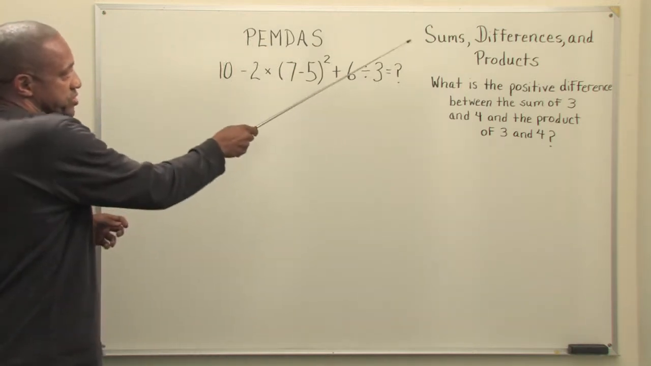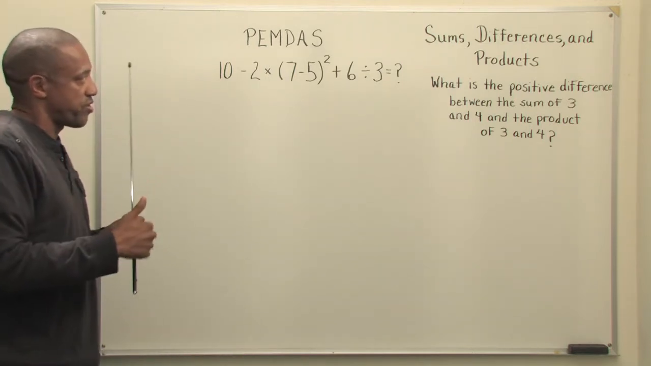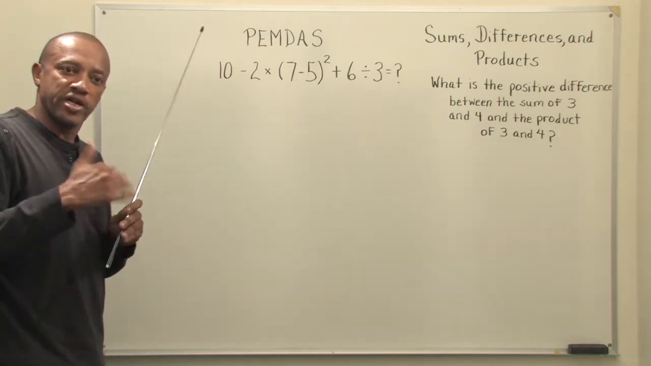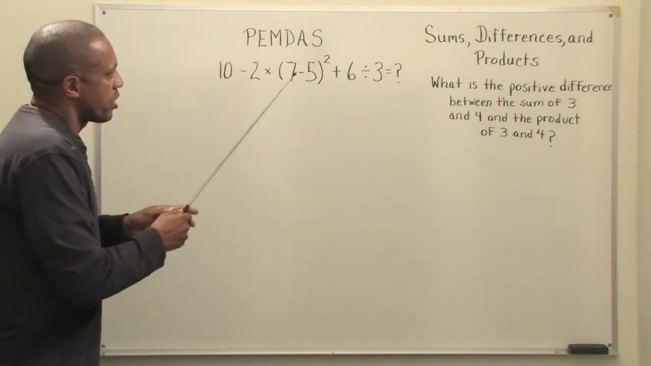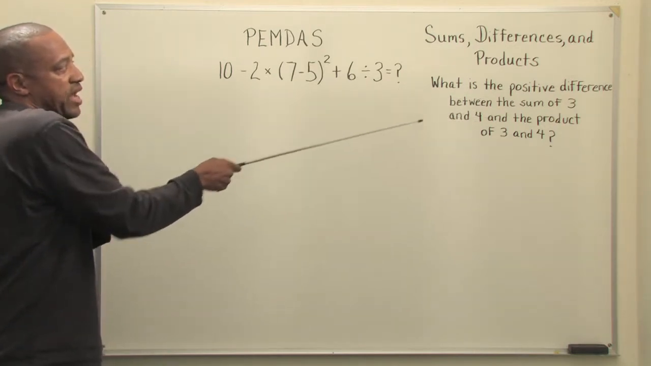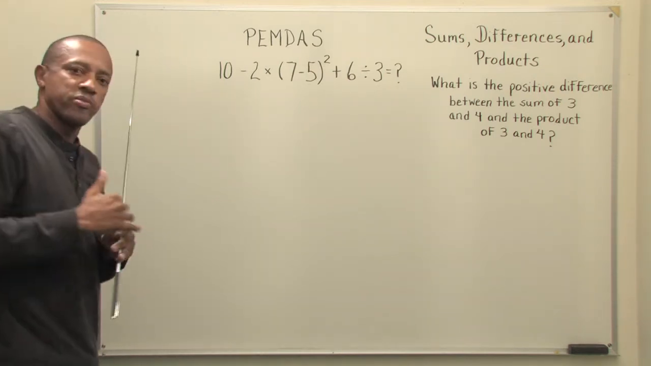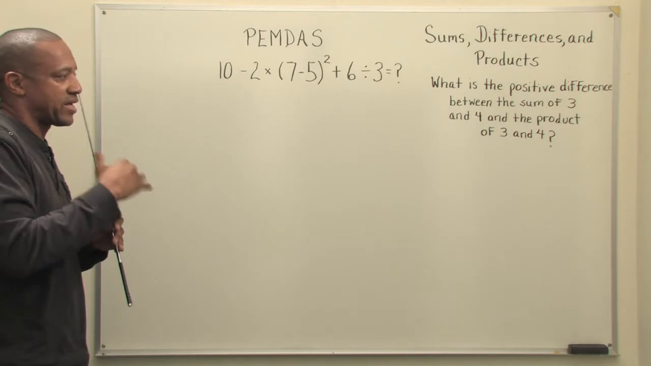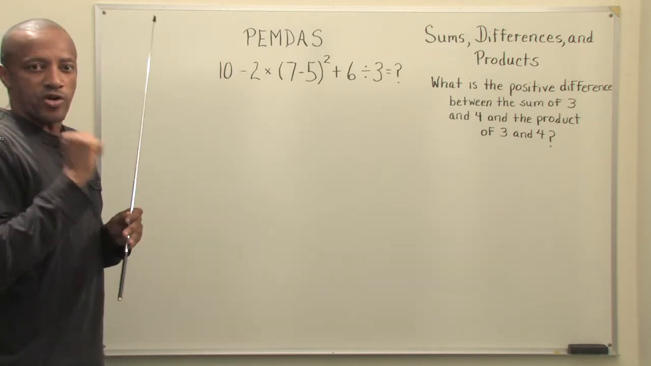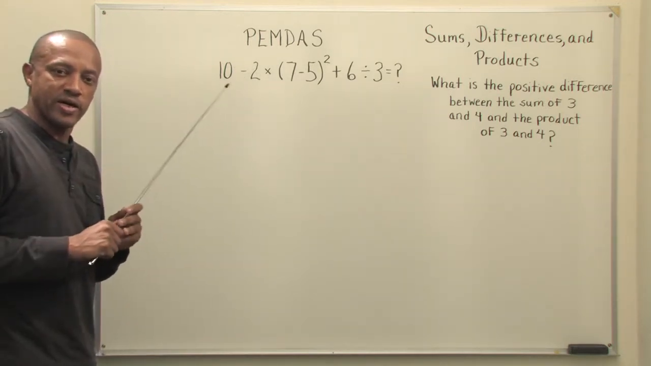And the next set of terms: sums, differences, and products. You may be aware of those terms, but we're going to go over this problem anyway to make sure you understand it. That problem is, what is the positive difference between the sum of 3 and 4 and the product of 3 and 4? It sounds kind of weird, but once you think about it and kind of picture what they're asking you, you should be okay. Go ahead and take a look at these problems and try to work them out, and I'll be back in a couple of minutes.